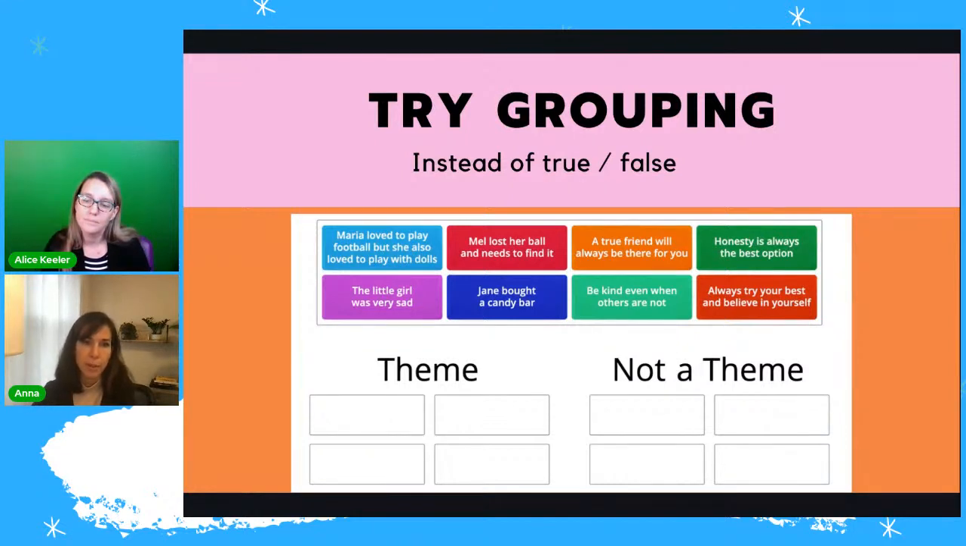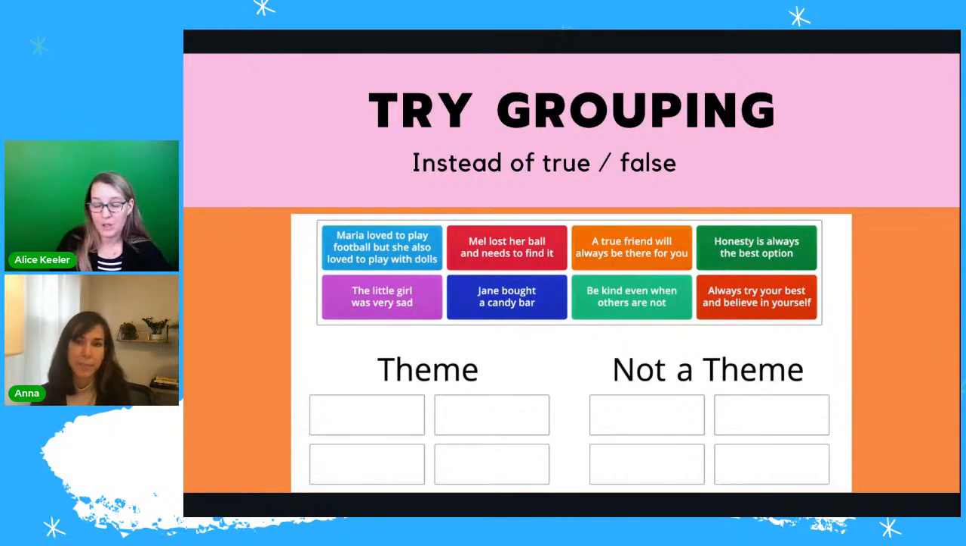So in this example, they have different sentences, and the student's trying to identify, is that sentence a theme or not a theme? So you could take any of the sentences, and the prompt could be, a true friend will always be there for you. Is that a theme? True, false. With the true, false, you're kind of stepping away from the prompt and trying to evaluate whether it's true or false. A more direct measure is just to move that sentence into, is that a theme or not a theme? Just a slight modification.